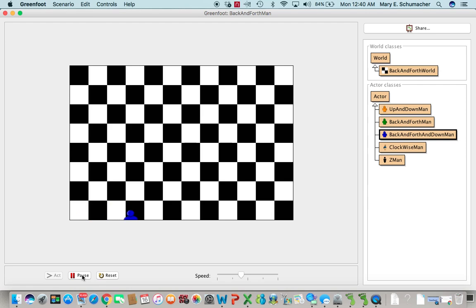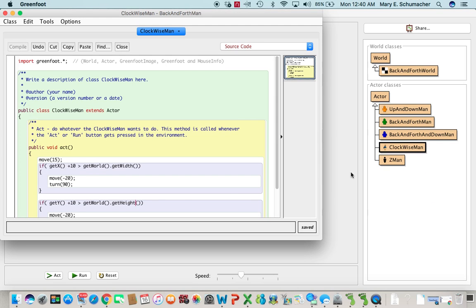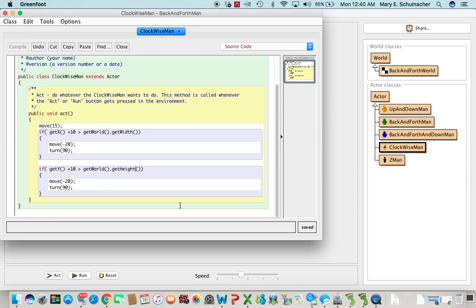At the end he gets stuck. And that'll be a future task: once he hits the bottom, have him move back and forth and go back up. So he'll go down and up as he hits the walls. I'm going to leave that for you. So let me pause this guy and reset him. I think clockwise man, we did everything in clockwise man, except we did not worry about the left side or the right side.